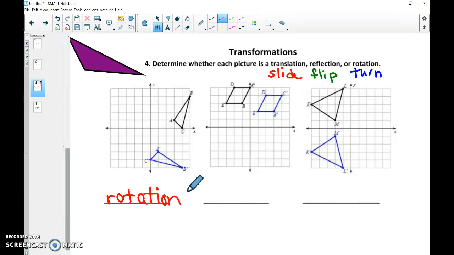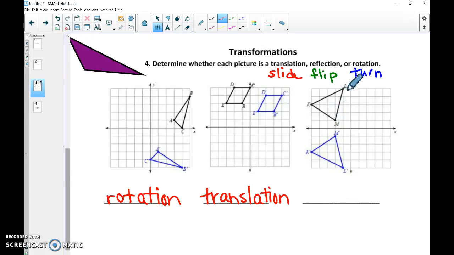Okay, let's look at the second one. We start with the black one again, D, C, B, E, and it goes to this blue one over here. Now, are these points all facing the same direction that they originally were? Yeah, it looks like it. It looks like nothing has been turned. It's not flipped over backwards. It's not opposite or anything. It's just moved, looks like 1, 2, 3, 4 spots to the right and 1 spot down. That would be a translation, a slide. So that's translation.